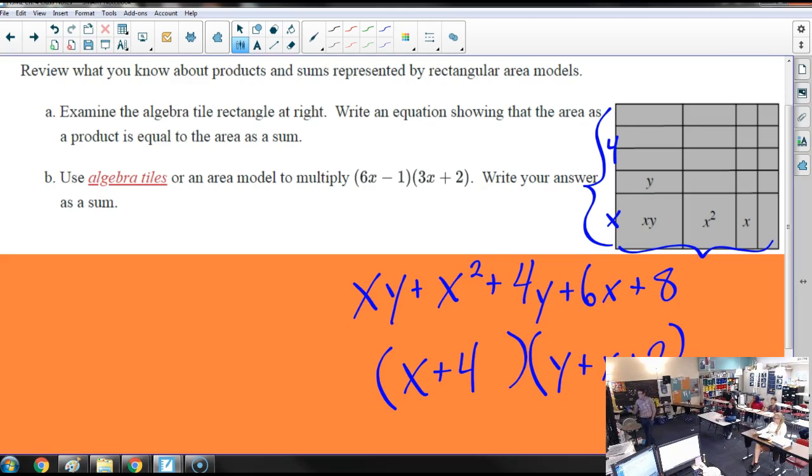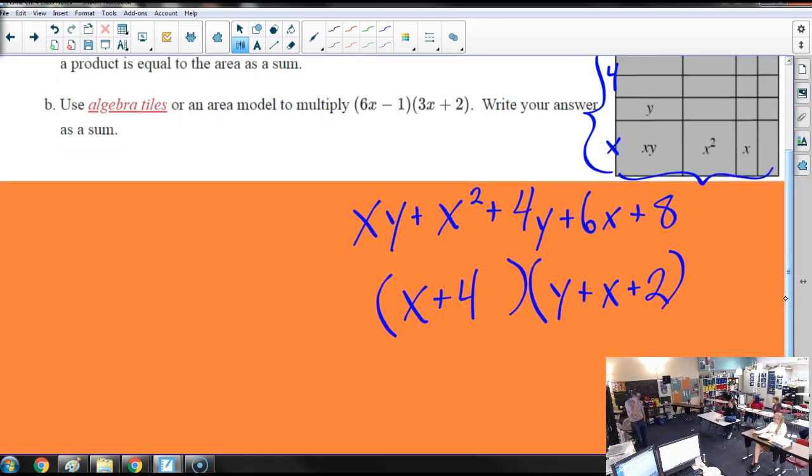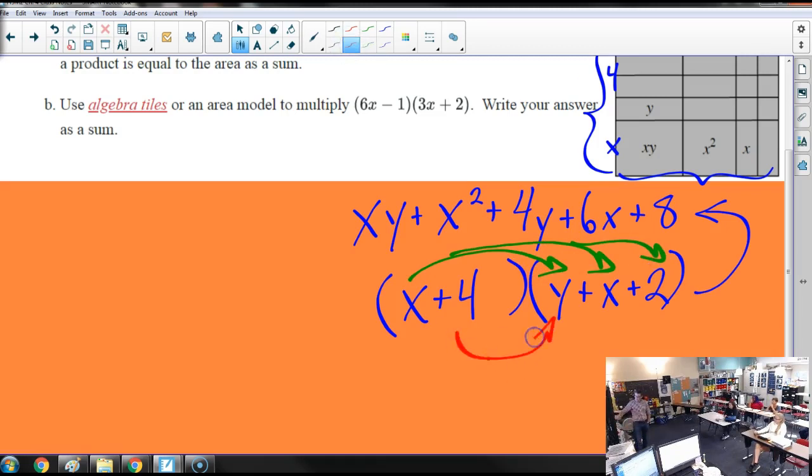So what we need to circle back to is if we want to go from here up to here, and we don't have the physical model, we are distributing. Now the danger here is there's a double distribution. X needs to go to the Y, X needs to go to the X, and X needs to go to the 2. But the 4 also needs to go to all of them. And then you put them all together, and that will get us back here.